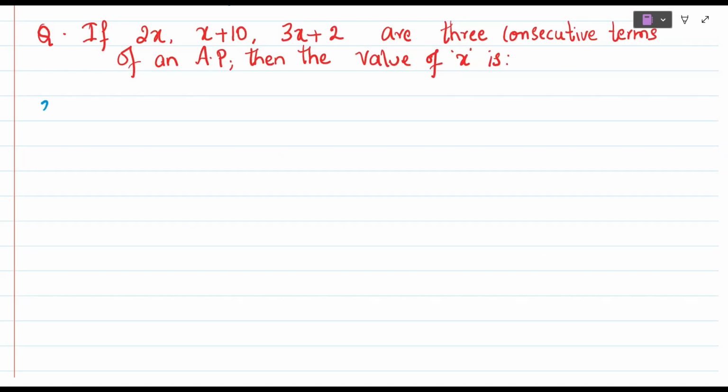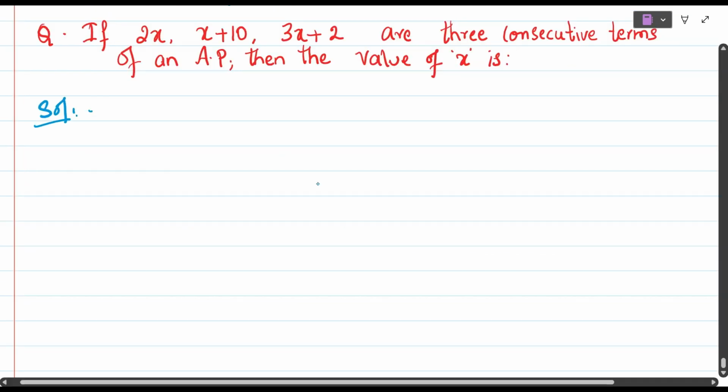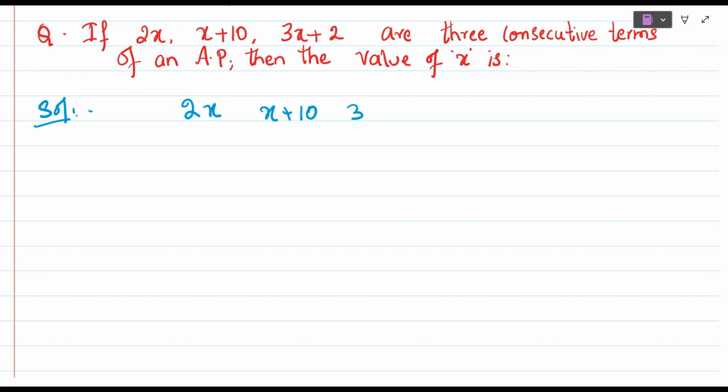Students, the next question is, if 2x and x plus 10 and 3x plus 2 are three consecutive terms of an AP. Consecutive term means side by side. Okay. Then the value of x they are asking. So they have given the first term 2x and second term x plus 10 and third term 3x plus 2. Okay. Now let us find.